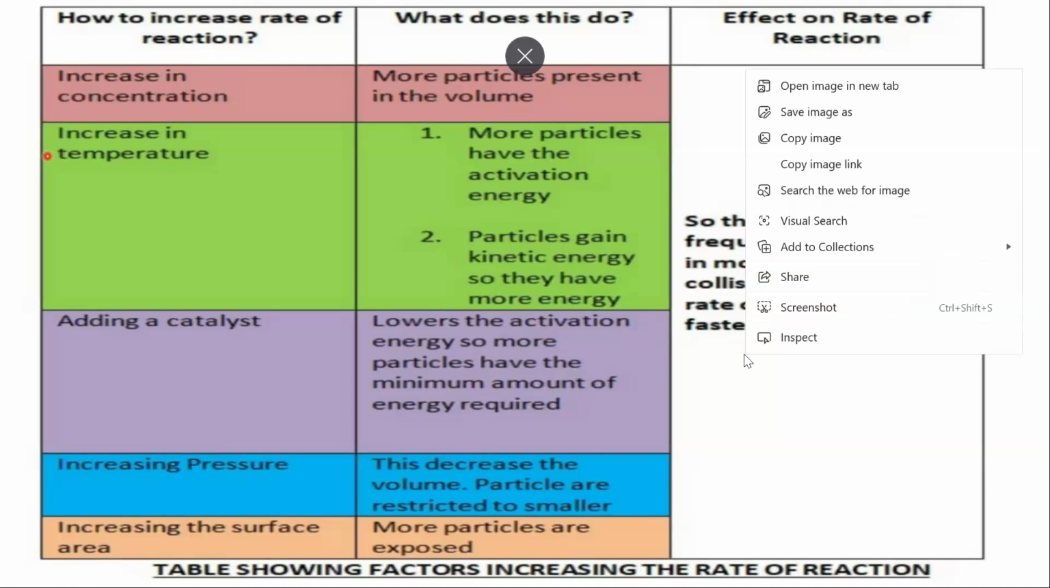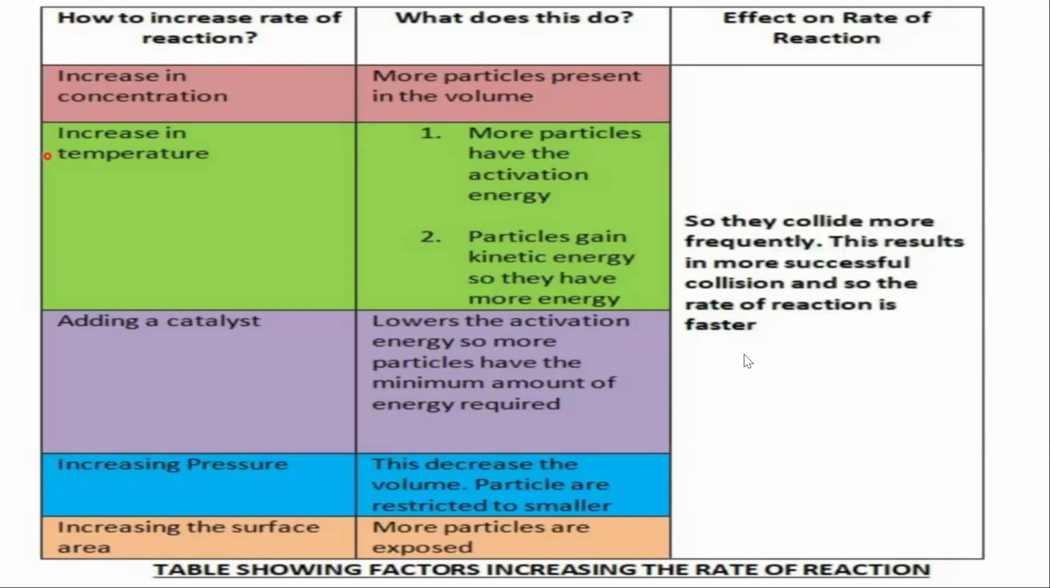Or for gases, we can increase the pressure. When we increase the pressure, we are decreasing the volume. So we are making the space that the reactant particles occupy less. The particles are now in a smaller space, so they're going to collide more frequently. This results in more successful collision, and so the rate of reaction is fastest.